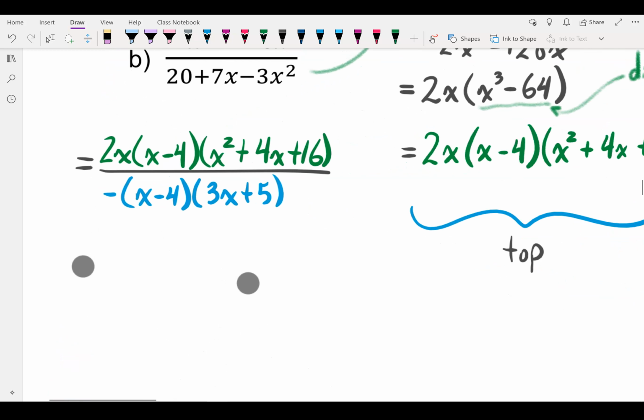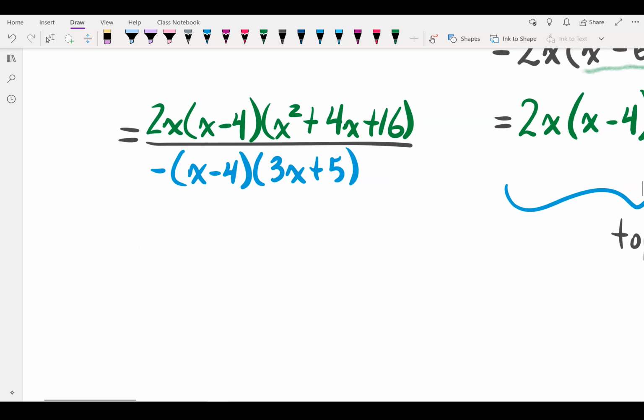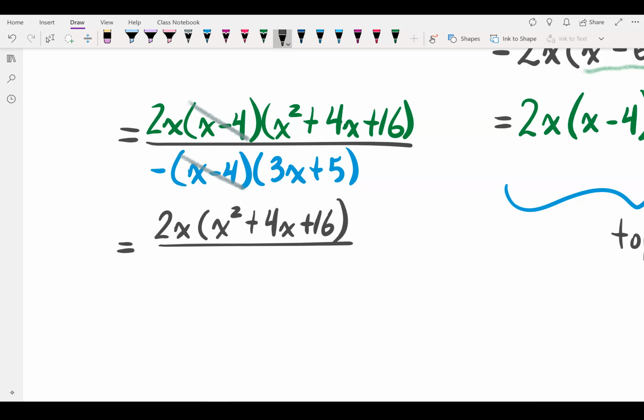So now that I've written the top and bottom, as I found it before, now the magic happens. I can start canceling things. How do I cancel things, you might ask? Well, this is what we're going to do. X minus 4 cancels with this x minus 4. It's actually the only magic in the question. There's no more magic. Once I do that, my top is 2x, x squared plus 4x plus 16. My bottom is negative 3x plus 5. So negative 3x plus 5.